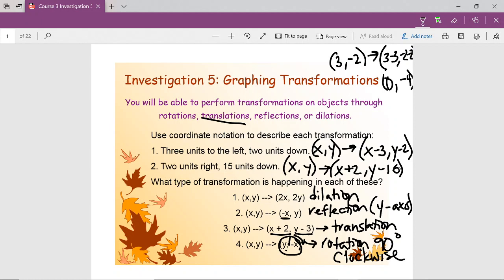I'll talk more about that little trick in just a second. But if I went counterclockwise and hit y being negative, then this would be a counterclockwise rotation. I'll talk about that more in a little bit.